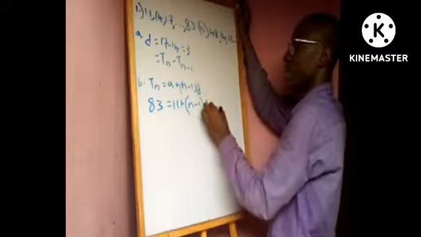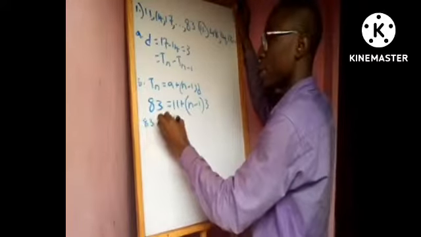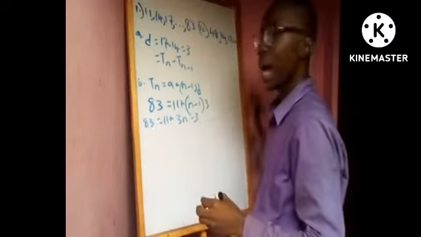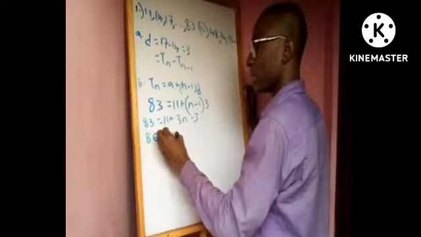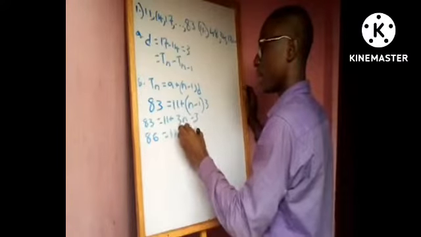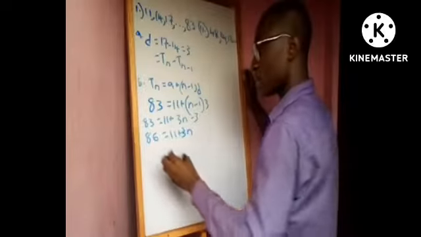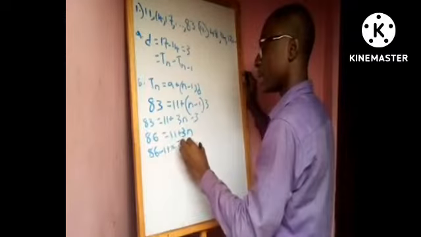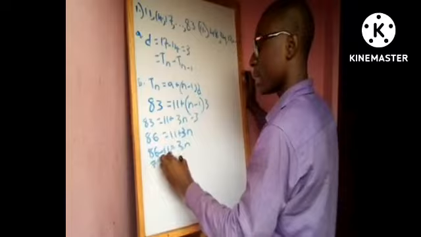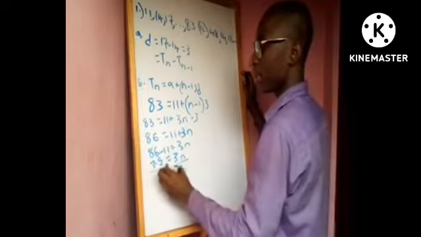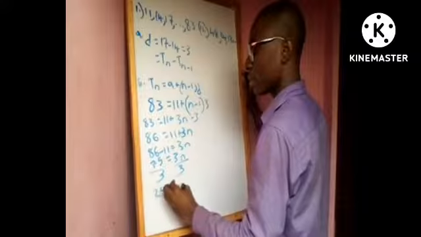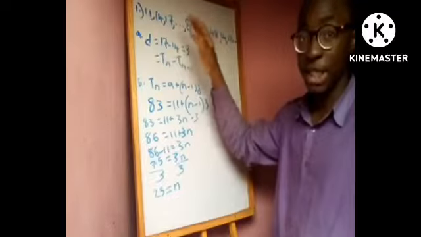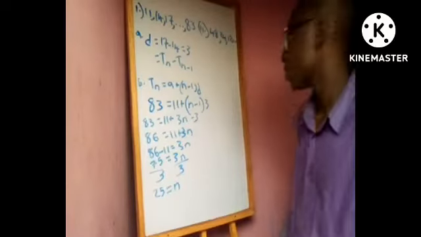D is 3. When we expand it, 83 equals 11 plus, opening the bracket, 3n minus 3. Adding 3 to both sides gives 86 equals 11 plus 3n. Subtracting 11 from both sides, 86 minus 11 equals 3n, so 75 equals 3n. Dividing both sides by 3, we have 25 equals n. So the number of terms in this arithmetic progression is 25. That is how to solve a question like this.